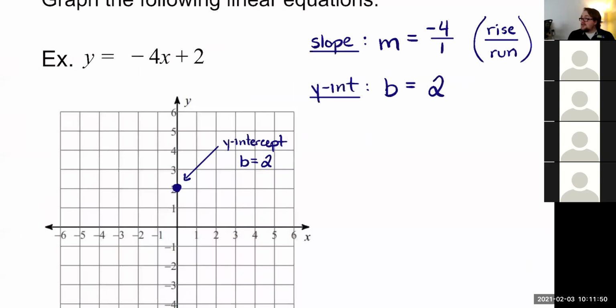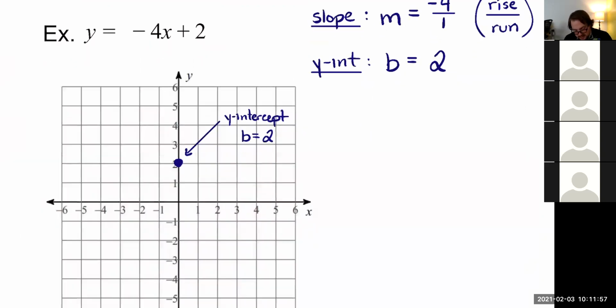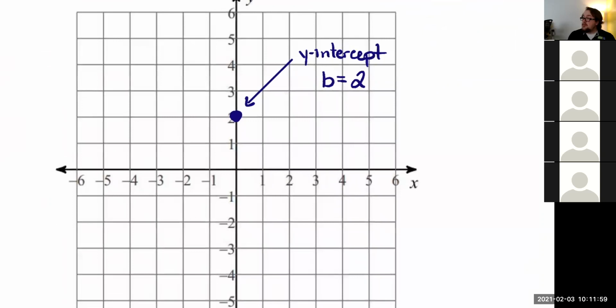And the only point we have to start from is that y-intercept. So I'm going to change my pen color here real quick for this first visualization. According to a slope of -4/1 from the y-intercept, where am I going to travel? Down 4 units. So that takes care of the -4. And then right 1 unit. I'm going to travel right 1 unit.